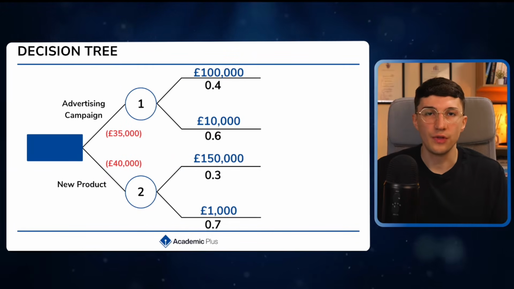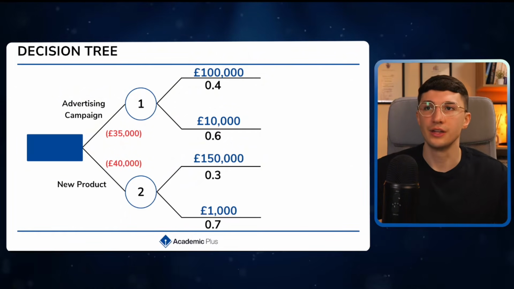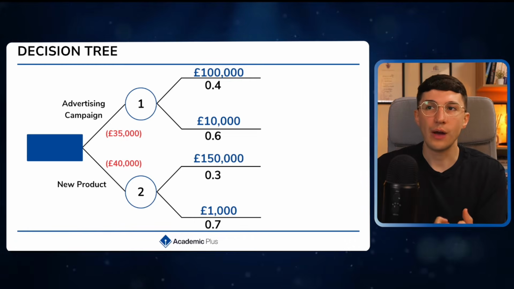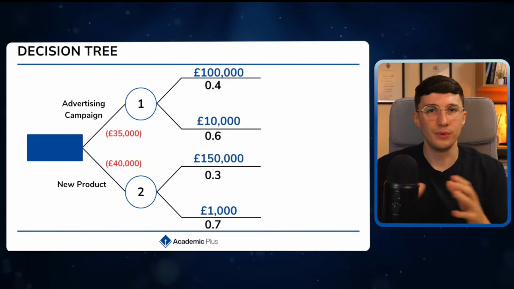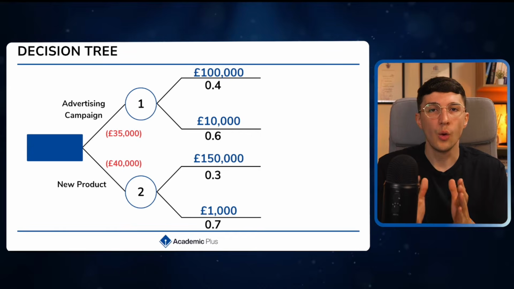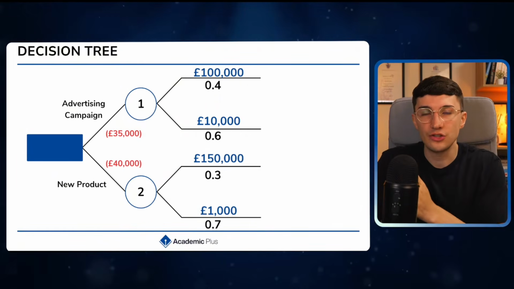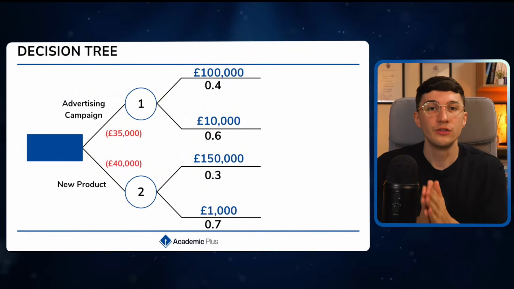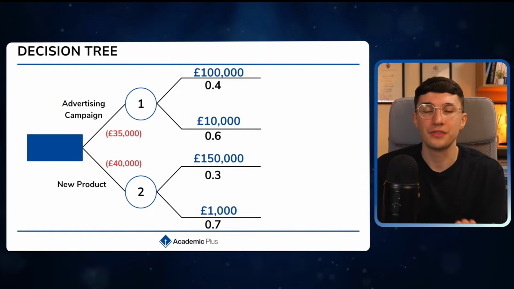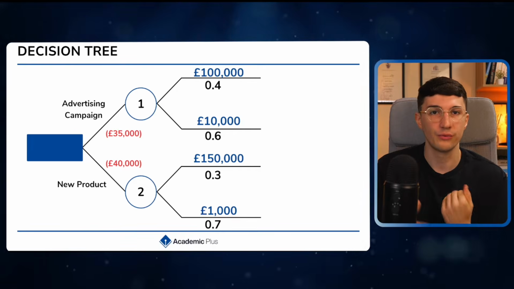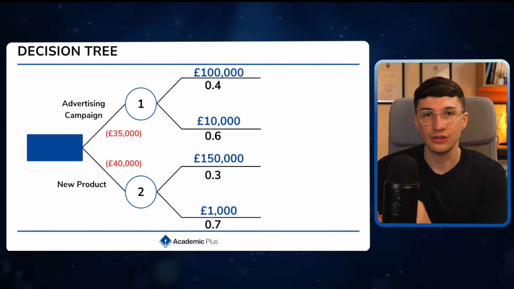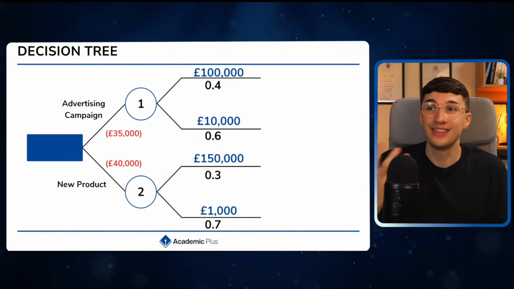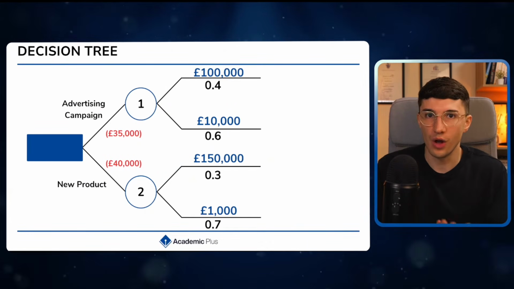And then off each of those options, we have two more branches. Now we can see £100,000, that is the potential payoff. And underneath that, it's got the number 0.4. Essentially, we are saying that there's a 40% likelihood that the advertisement campaign is going to be successful. So there's a 40% chance that we would have a £100,000 payoff, versus a 60% chance where we're only going to have a £10,000 payoff, which essentially means the advertisement campaign hasn't really worked that well.